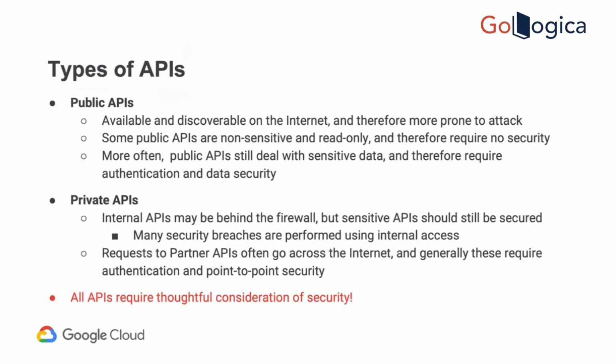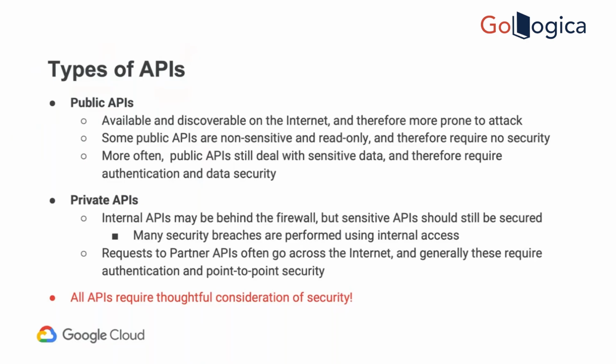Now, the second type of API is the private API. In private APIs also there are two kinds. One is your internal APIs. Internal APIs are the APIs which are behind the firewall, which are not available to the public at all. So they are within the network only.